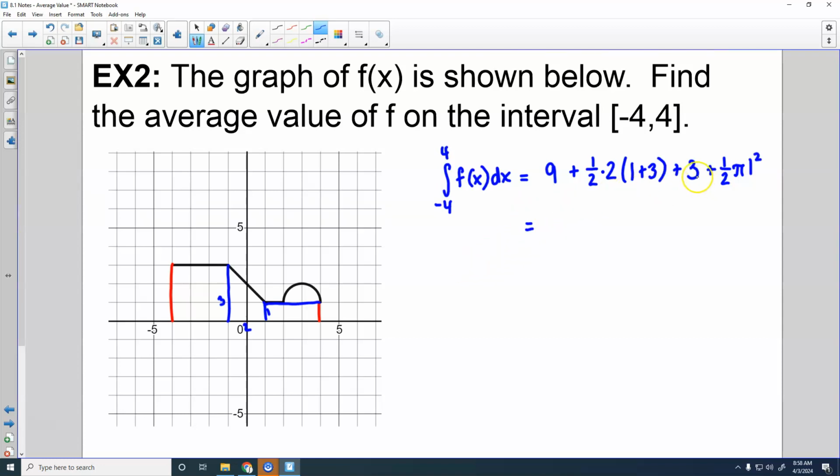Okay, so I'm going to put that 9 and that 3 together to give me 12. This is going to be 1/2 times 2, which is just 1, so it's going to give us 4 right there. And then we're going to have pi over 2 when we do our 1/2 pi times 1 squared. And so without a calculator, the best you're going to do on this is just 16 plus pi over 2.